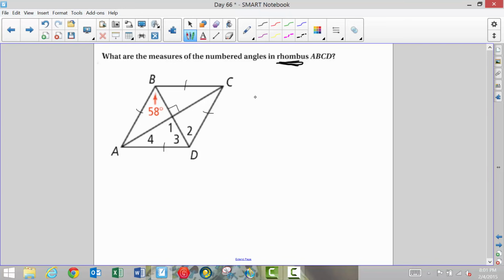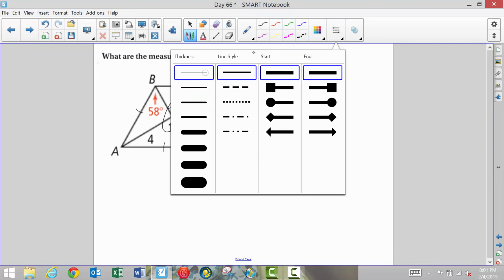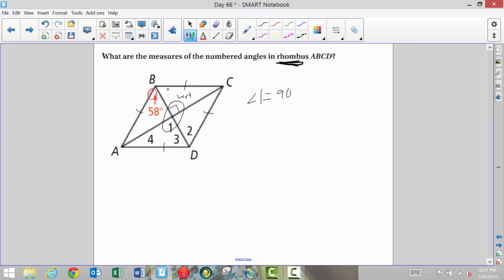So I know that angle 1 is equal to 90 degrees because I know that these two angles right here, they're vertical. And vertical angles are congruent. So there's angle 1. I also know that angle 58, the angle next to it, angle 3 and 2, they're all congruent. How do I know that? Because the diagonals are angle bisectors, and I also know that opposite angles are congruent. So I know that angle 3 is equal to angle 2, which is equal to 58 degrees.